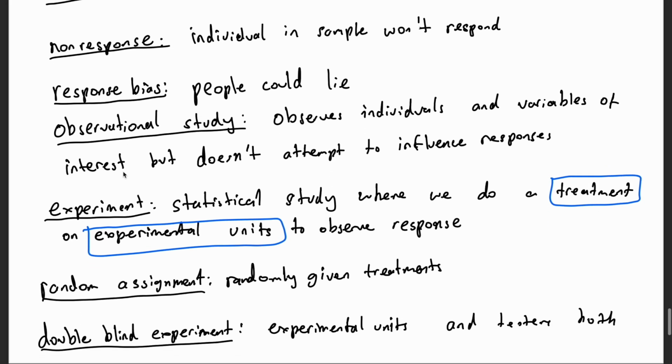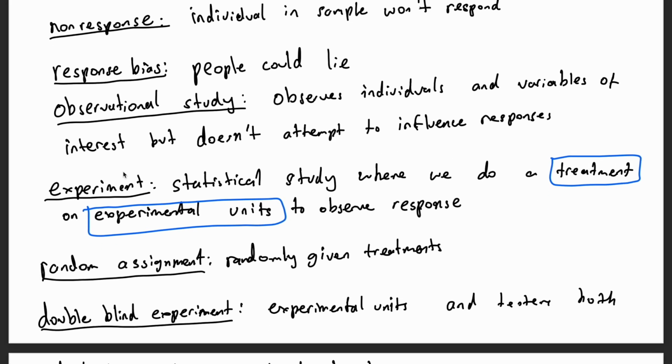There's one more concept that we need to go over for Unit 4, and that is the observational study versus the experiment. An observational study essentially just observes the individuals and the variables of interest, but doesn't attempt to influence responses. It just observes the explanatory variable and the response variable. Nothing is influenced. However, in an experiment, you set up the experimental variables, and you observe responses.